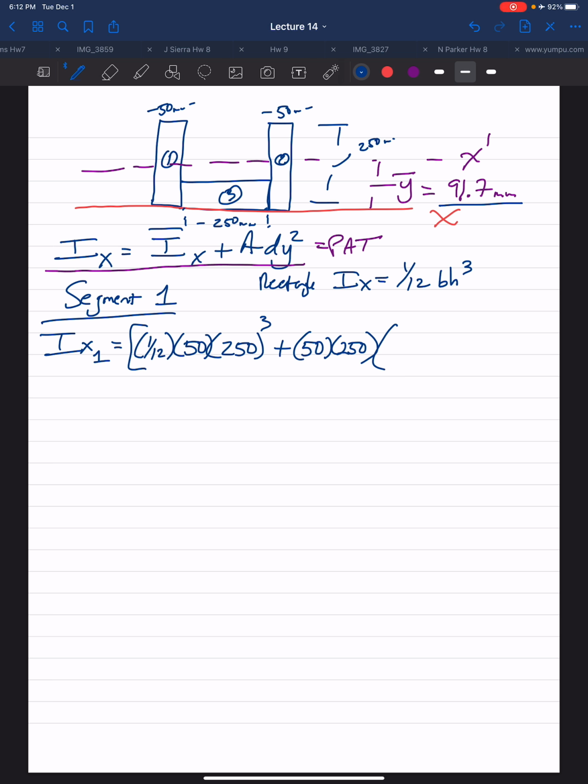So let's write that down. The difference here, 125, which is the central location of segment 1, minus y bar, which is the central location of the total composite. This is dy squared.